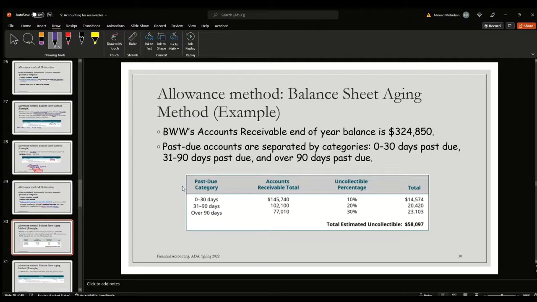Look at this. We have the retailer's accounts receivable at the end of the year. The total balance is 324,850. The past due accounts are separated into categories: first from 0 to 30 days, the next is 31 to 90 days, and then we have over 90 days. So it means that this first one is relatively new. It's only 30 days in their accounts.